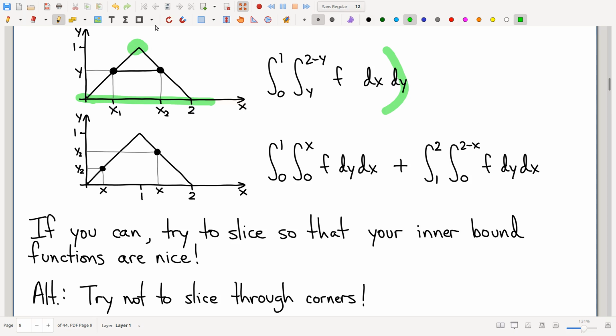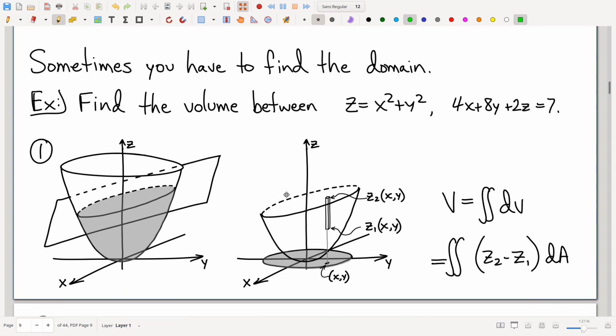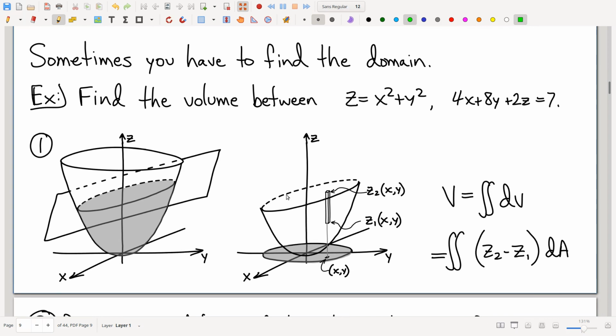So I guess I should say try not to slice through corners mid-process, right? And notice these sort of mid-process slices, no corners. Okay. So here's a last little annoyance I want to talk about before we move on.